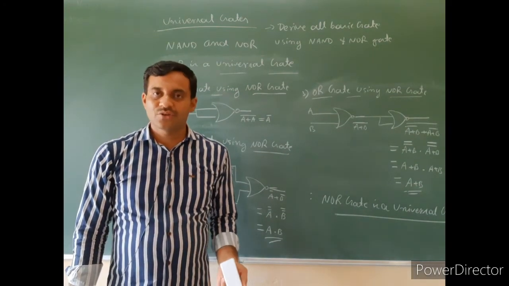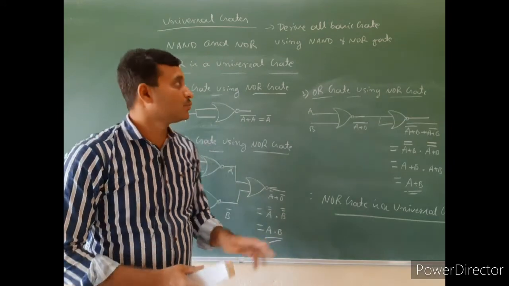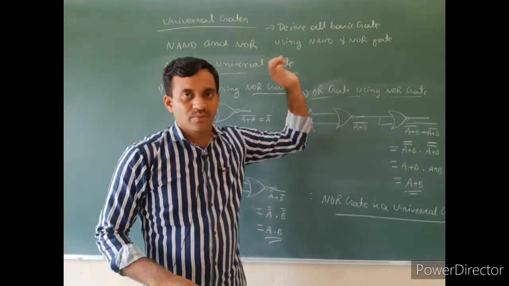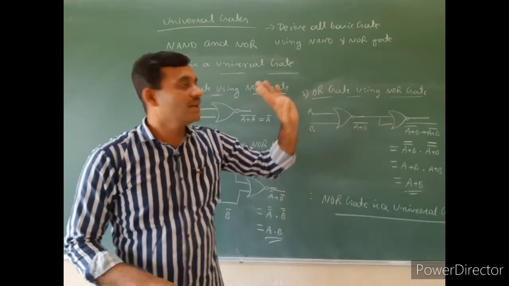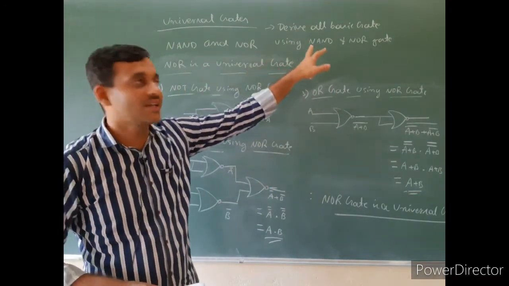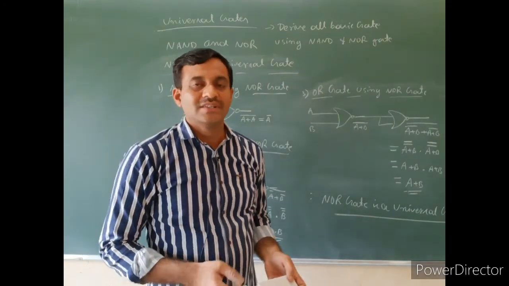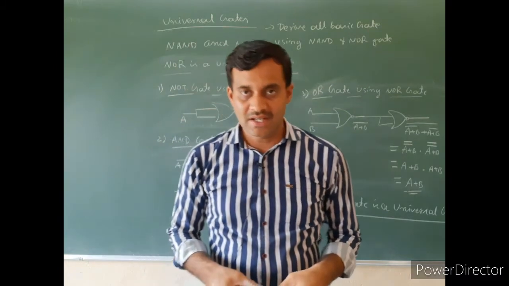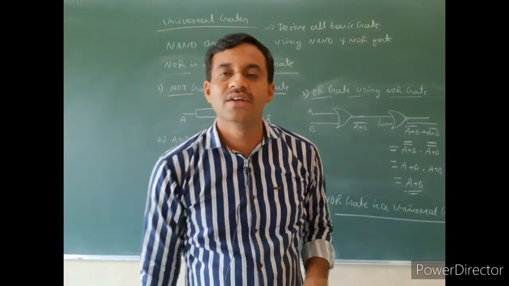Why do we call these universal? Because using NAND and NOR gates we can prove all the basic gates. Hence, NAND and NOR are the basic universal gates. We have to derive all basic gates using NAND and NOR. So this is the completion of the simple chapter on logic gates. Just to revise the chapter, what we discussed here.